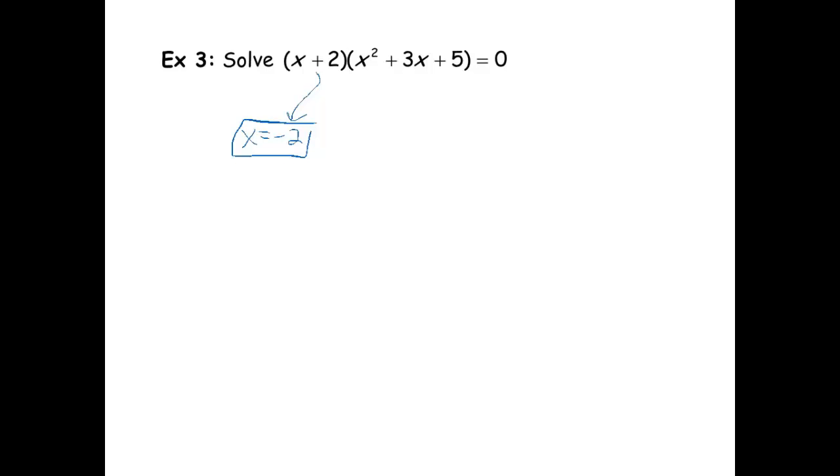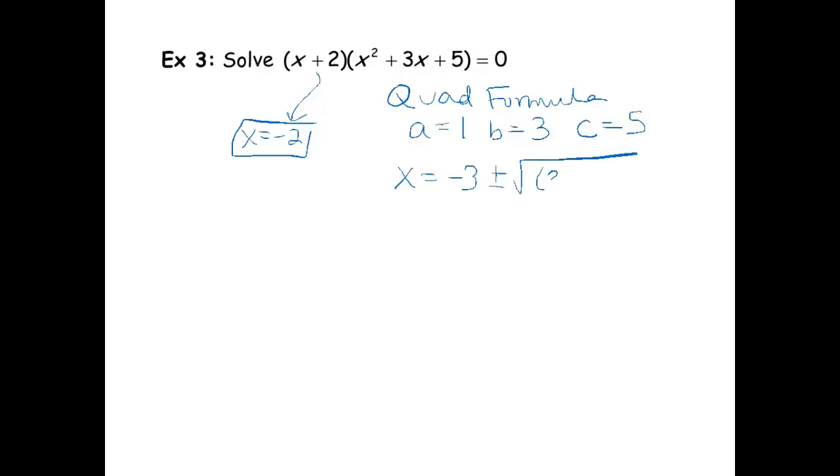Factoring's out. Graphing, we could try it. Or quadratic formula. I'm going with the quadratic formula. So A is 1, B is 3, and C is 5. Here I go. So x equals negative 3 plus or minus the square root of 3 squared minus 4 times 1 times 5, all over 2 times 1.